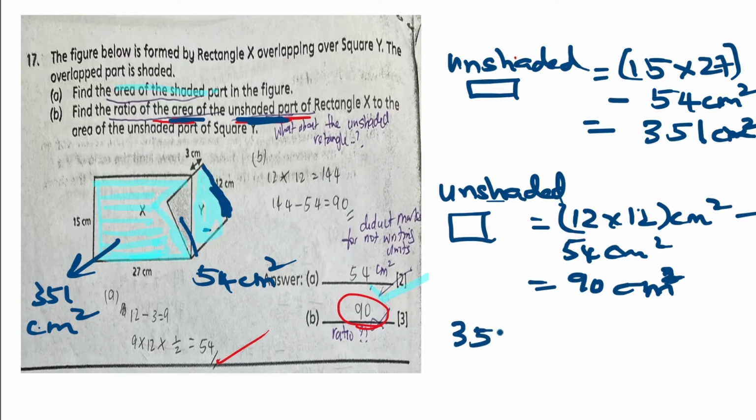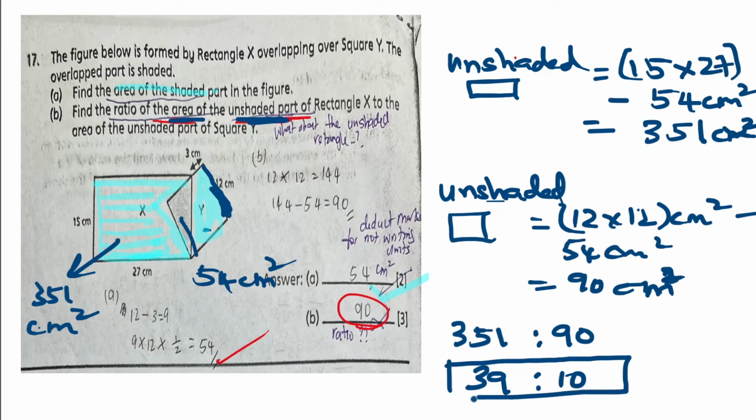So it's 351. Reduce this to the simplest form. I believe you can do it now. You get, okay, this is the ratio. Again, read the sentence, use the question to write a sentence to answer this.